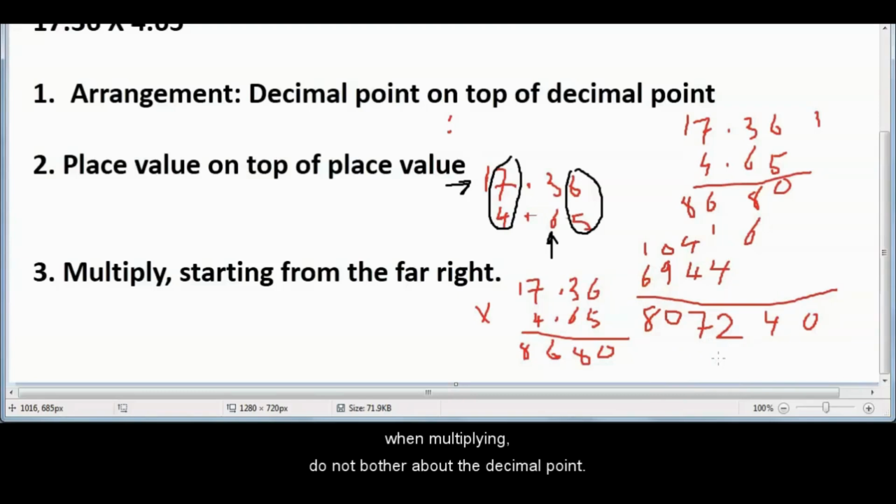When you multiply, do not bother about the decimal point. Leave it out for now. We'll bring it into the equation later.